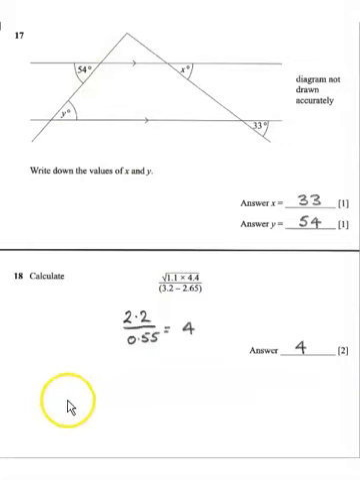Question 18 is basically putting it into a calculator and getting your answer. So you would get the top part of the fraction first, which is the square root of 1.1 times 4.4. Put it in your calculator, you should get 2.2. And then the bottom is the same. You just key that into your calculator, you get 0.55, and then just key that into your calculator, which would be 4.